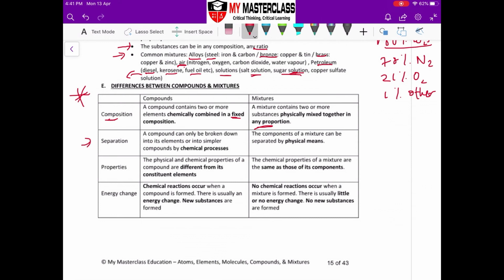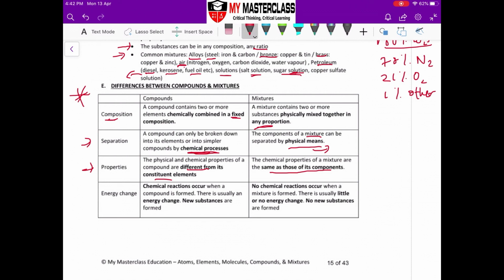Okay, separation. A compound can only be broken down into simpler substances by chemical processes. So recall your chemical processes. For now, please take it as high heat, electricity. Energy is usually involved. Components of the mixtures, we separate them by physical methods. These physical methods, we will learn in one chapter called separation techniques. Okay, properties, compounds have different properties from the elements, right? Hydrogen has its own property, oxygen has its own property. When it forms water, water will have its own properties. If it is a mixture, all of the properties of the components are retained.